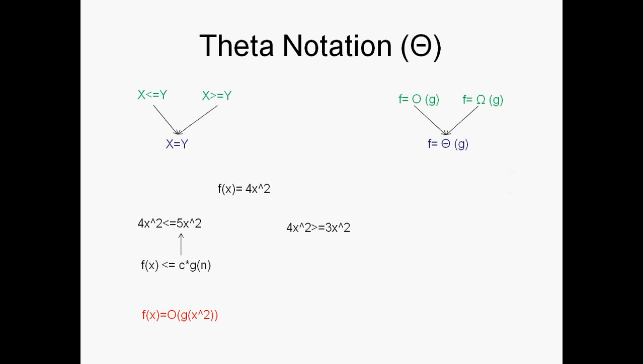This comes with practice. 4x square is greater than or equal to 3x square. So it's obvious your function is greater than or equal to a constant multiplied by g. So here f is big omega of x square. So both these conditions are satisfied, and you can say f is in theta of g. So f is in theta of g. Fine.